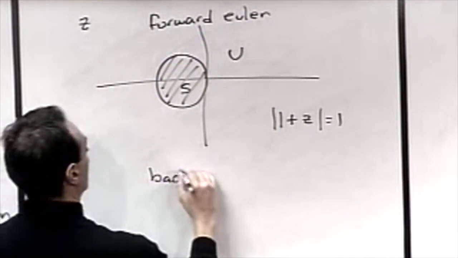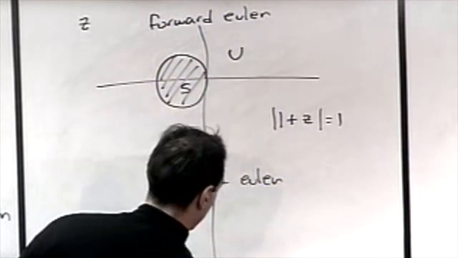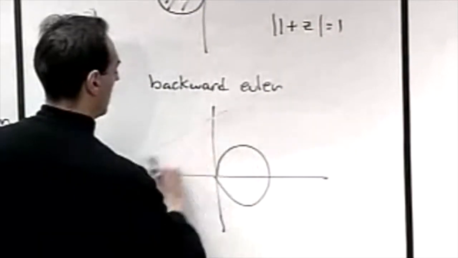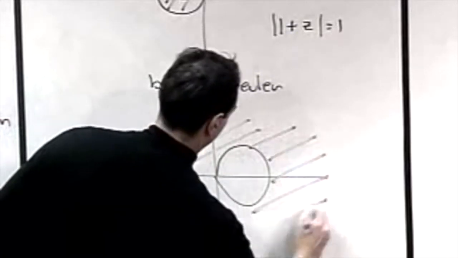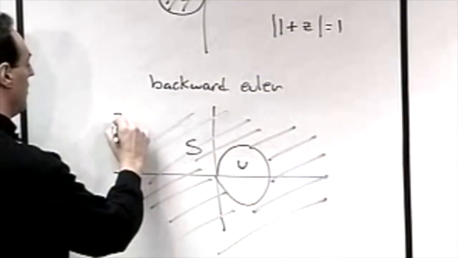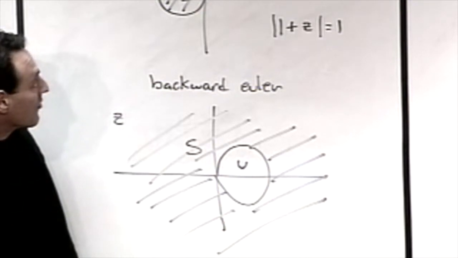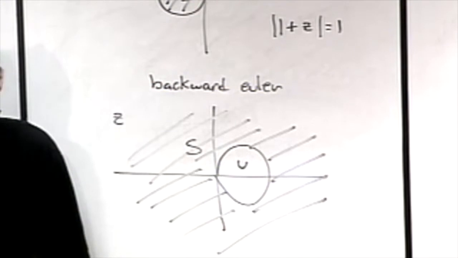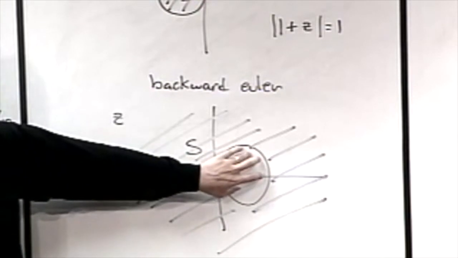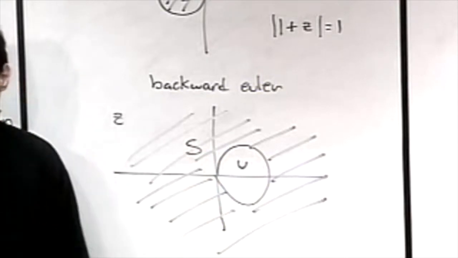Okay. Backward Euler, a little different. Stable out there, unstable in here. So, from the stability point of view, backward Euler is amazing. All you have to do is avoid stepping in there. Everything else, this iteration scheme, is stable.